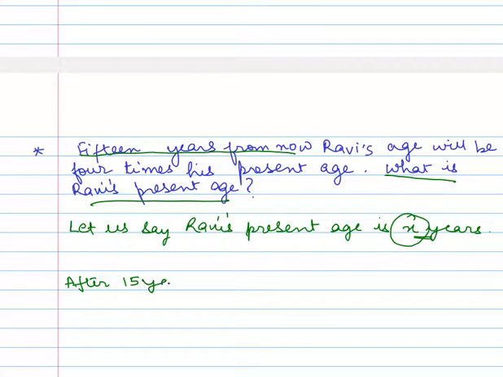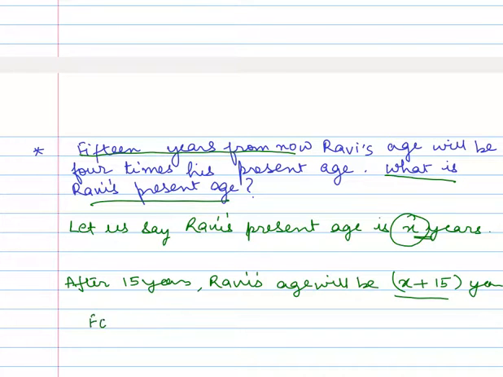After 15 years, Ravi's age will be, it is simple mathematics, x plus 15 years, right? Now it is saying 15 years from now, Ravi's age will be 4 times his present age. 4 times his present age. Now this age is 4 times his present age.